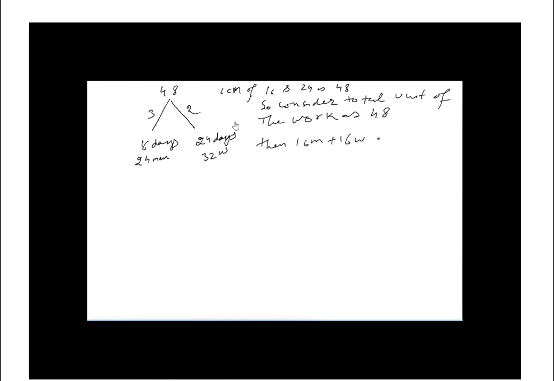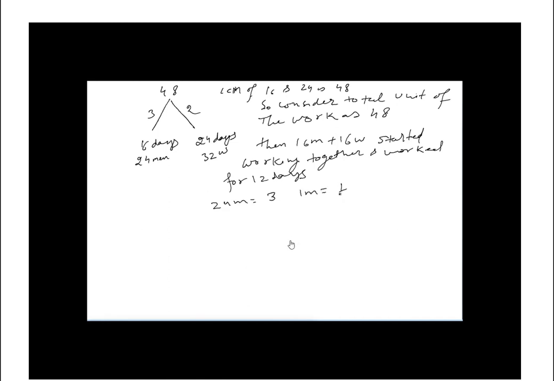Then 16 men and 16 women started working together. Now the efficiency of 24 men is equal to 3, so 1 man's efficiency will be 1 by 8, and 32 women have efficiency of 2, so 1 woman's efficiency will be 1 by 16. So 16 men and 16 women started working together and worked for 12 days. We will calculate how much work they have completed in 12 days.